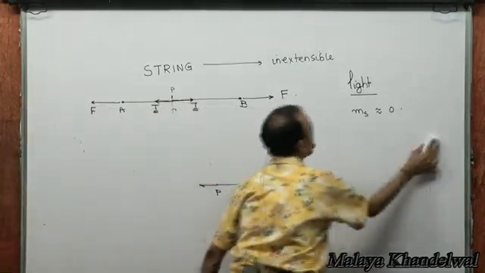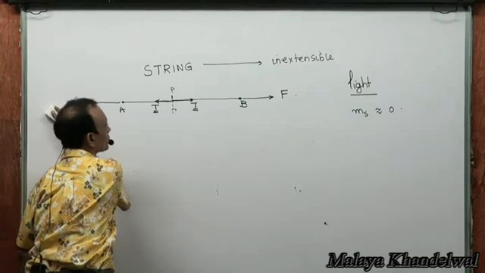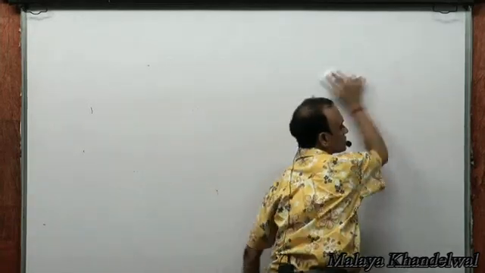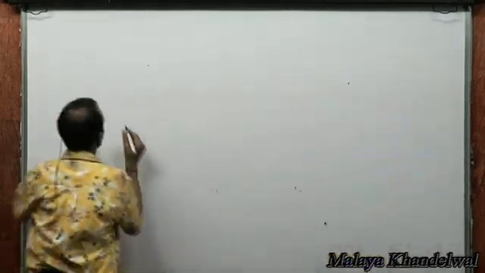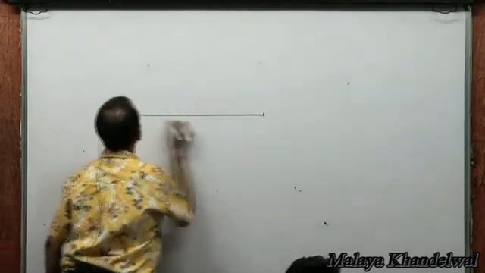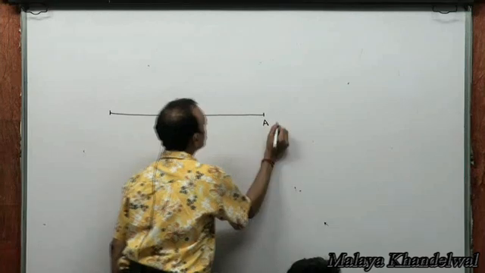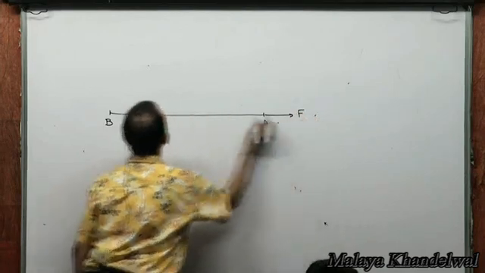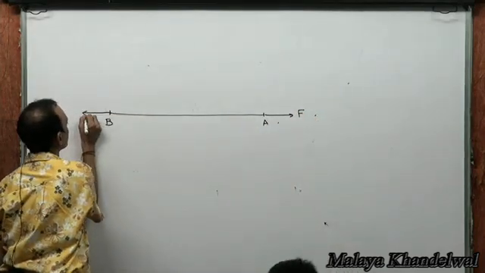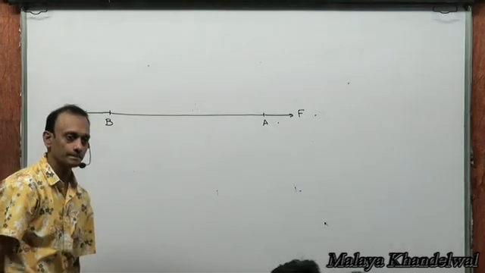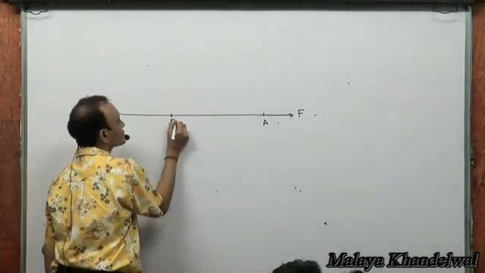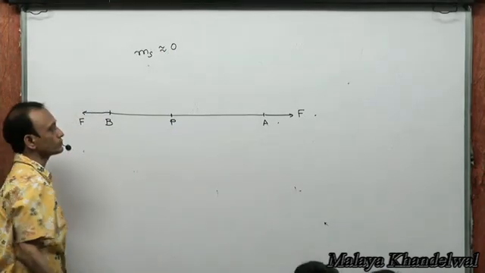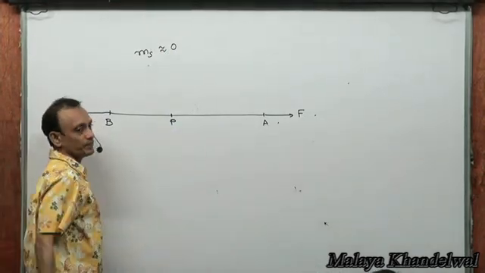Now, suppose in a situation like this, the one that I demonstrated, this string is light. AB is a light string. There is F acting to the right and there is F acting to the left. Right? And there is any point P in the string. The string is light, that means the mass of the string is practically 0. And I want to compute the tension at P.